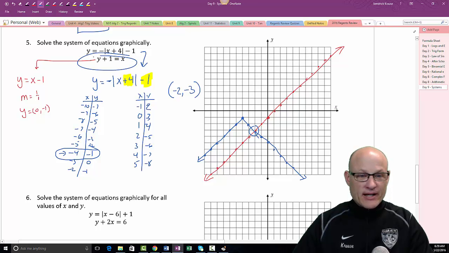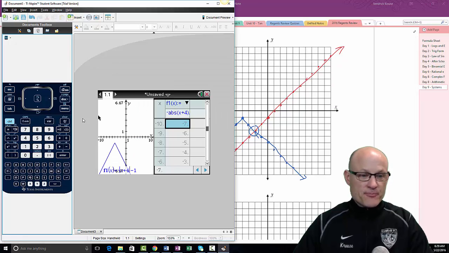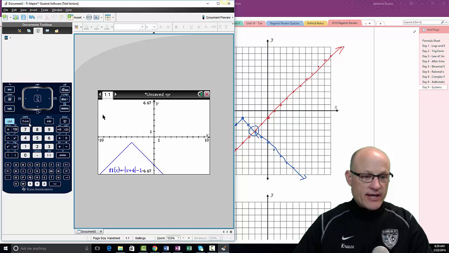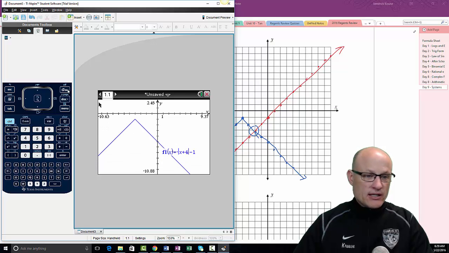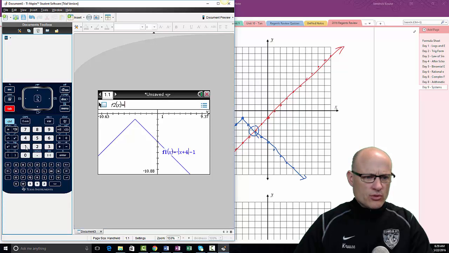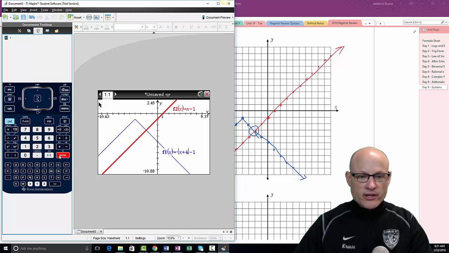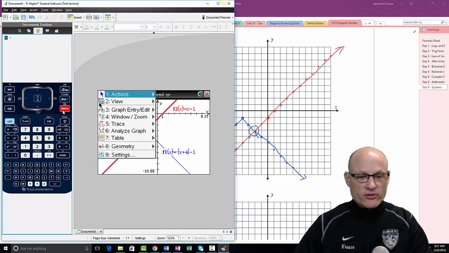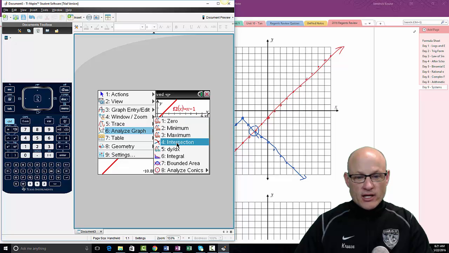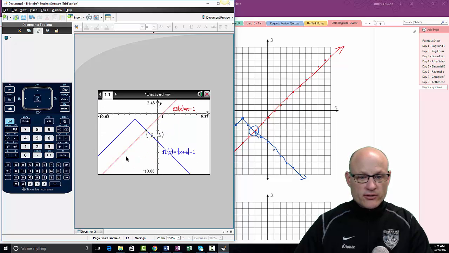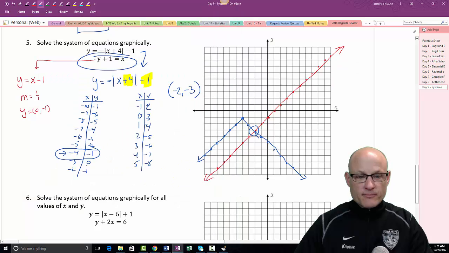But I'm going to graph this line anyway. This line x minus 1. Hit Control T to get rid of that table again, and I'll just hit tab. Move this up a little bit. I'll hit tab, and I'll do, what was it? X minus 1. Tab, X minus 1, hit enter, and you'll notice there's only one point of intersection. Menu, analyze the graph, intersection, click, click, enter. There it is. Negative 2, negative 3.